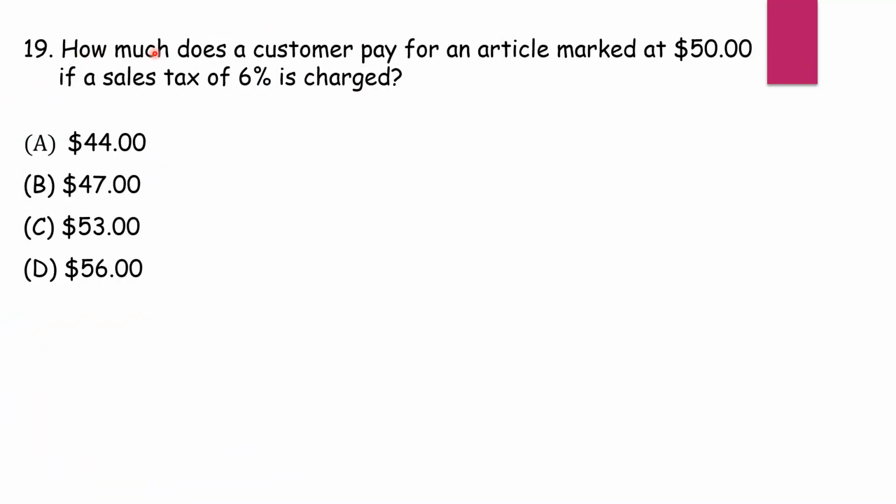Question 19. How much does a customer pay for an article marked at $50 if a sales tax of 6% is charged? So 6% is 6 over 100 times 50 over 1. Let's cancel out the zeros. 2 sixes are 3. 2 into 10 is 5. 5 and 5 is 1. And we're going to be left with $3.